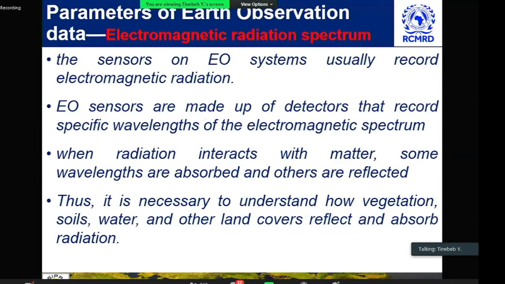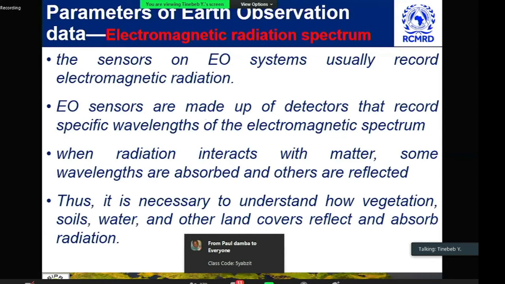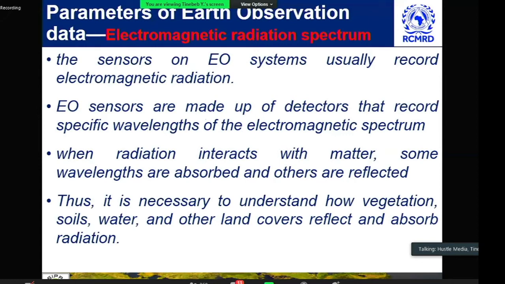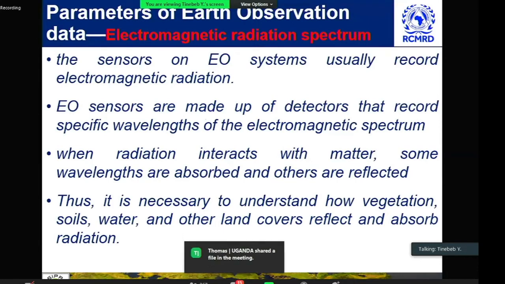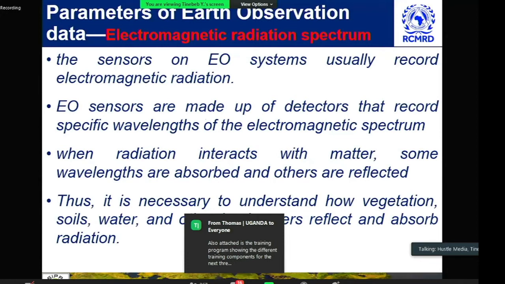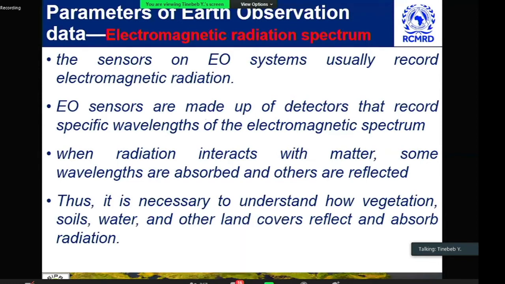So what are the parameters of Earth observation data? For example, the electromagnetic radiation spectrum has been identified. As I have explained in the diagram, the sensors on Earth observation systems usually record electromagnetic radiation, and these sensors detect and record in specific wavelengths and release in the electromagnetic spectrum. And when radiation interacts with matter, some of the wavelengths are absorbed and some others are reflected. Thus, it's necessary to understand, for example, how vegetation and soils reflect within the electromagnetic spectrum.